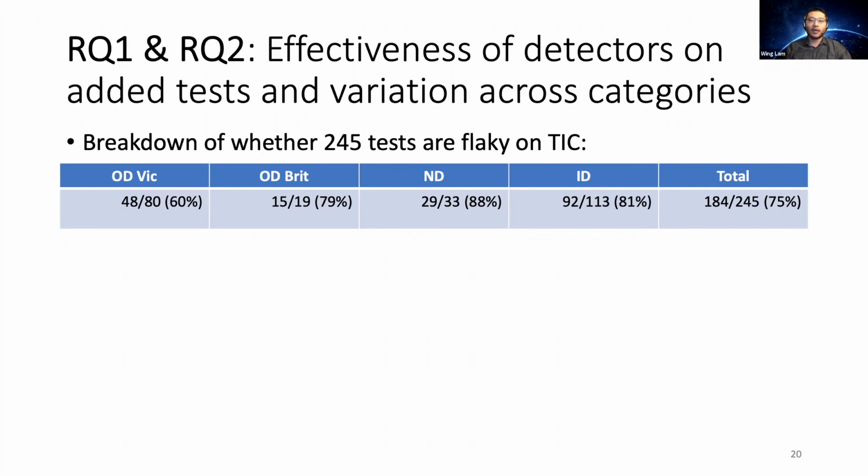Namely, we wanted to know the effectiveness of detectors when we apply them on only newly added tests, and how different flaky test categories would affect the effectiveness of these detectors. So what I've shown here on this slide is the breakdown of whether these 245 flaky tests are flaky on their test-introducing commit.